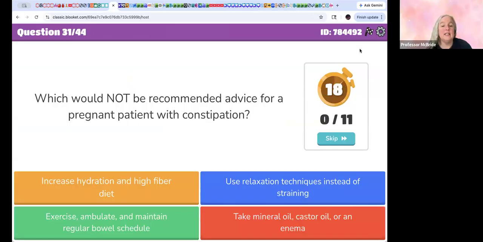Which would not be recommended advice for a patient with constipation?